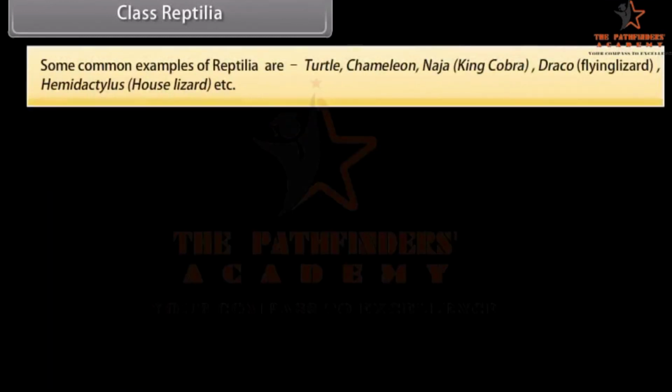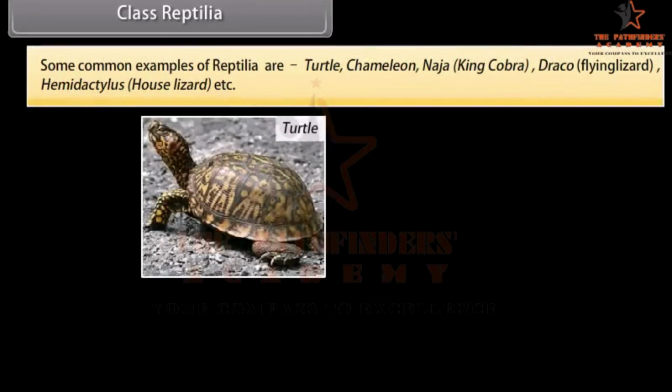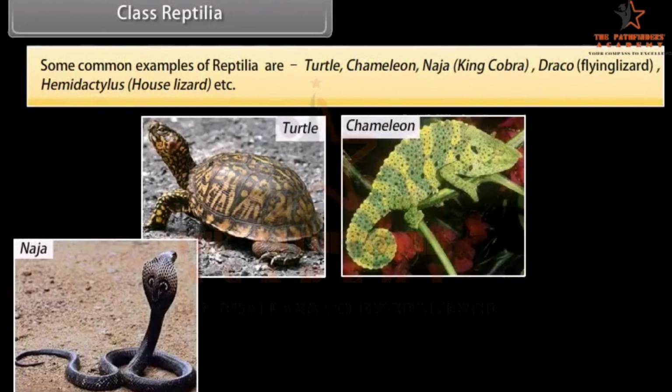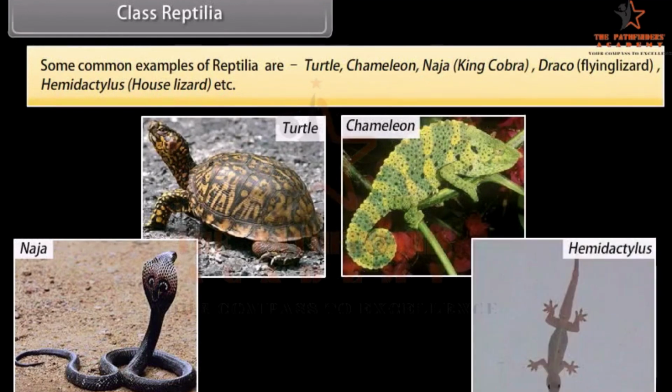Some common examples of Reptilia are turtle, chameleon, Naja (king cobra), Draco (flying lizard), Hemidactylus (house lizard), etc.